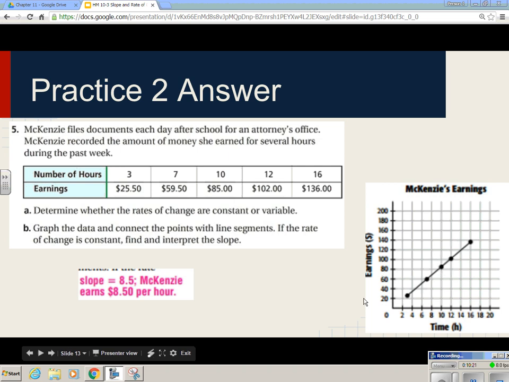So we can see that we have a nice straight line. So that tells us that the slope is an increase of 8.5. So here we can see that it's a constant change of 8.5 for every hour. And since we're looking at money, you change that 8.5 to a money situation of $8.50. So if you got that right, good job.